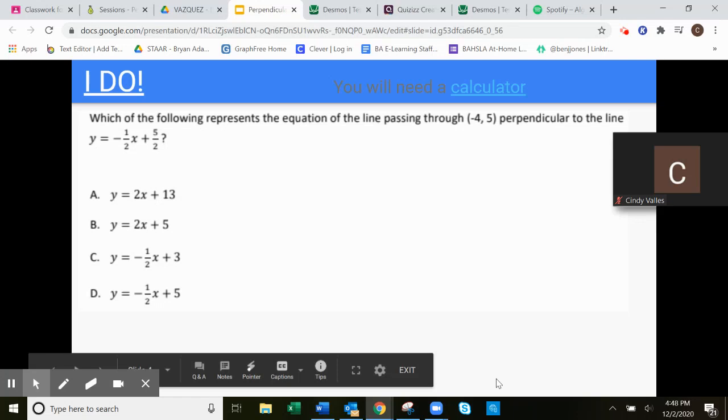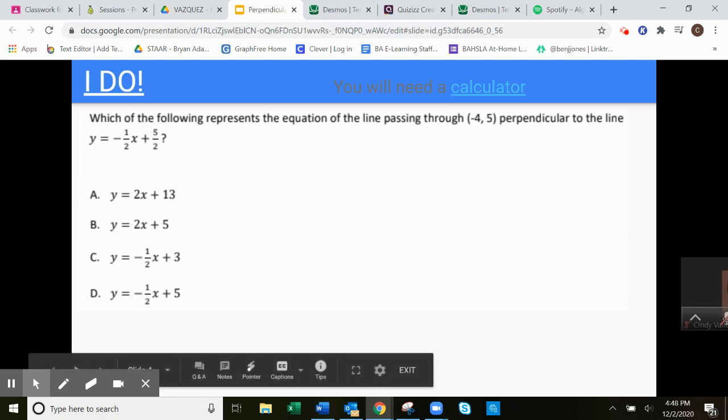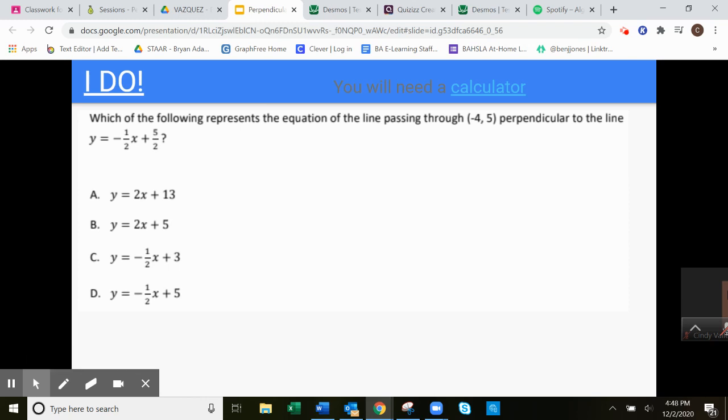Okay, so we have: which of the following represents the equation of a line passing through the point (-4, 5) and is perpendicular to the line y equals -1/2 x plus 5/2? Based off of what you should have read in the notes on the previous slides, perpendicular lines simply mean that they have opposite reciprocal slopes.